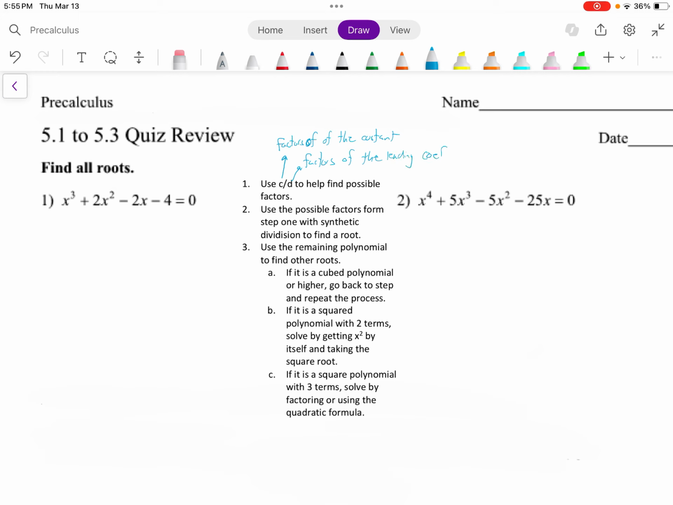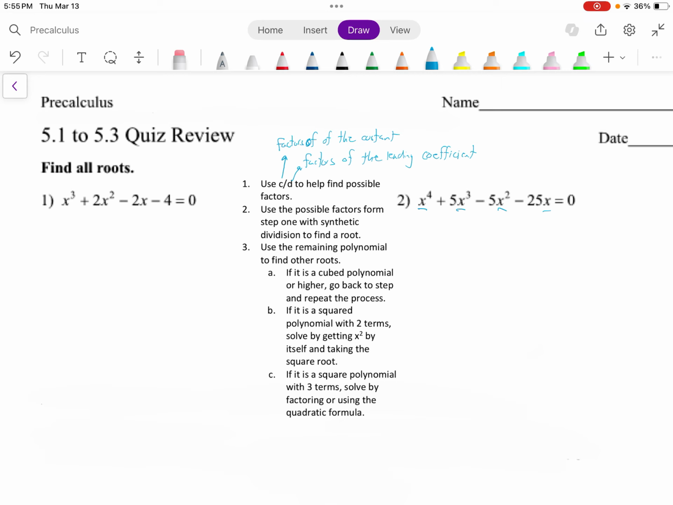Now, I'm trying to break this down into steps. There are some other things that come into play here. Like, actually in number 2, we'll see it, there's an x in every single term. So really the first thing we can do there is factor out an x. So we might see that at times as well, but these are the basic or general ways to solve these. So here we go.